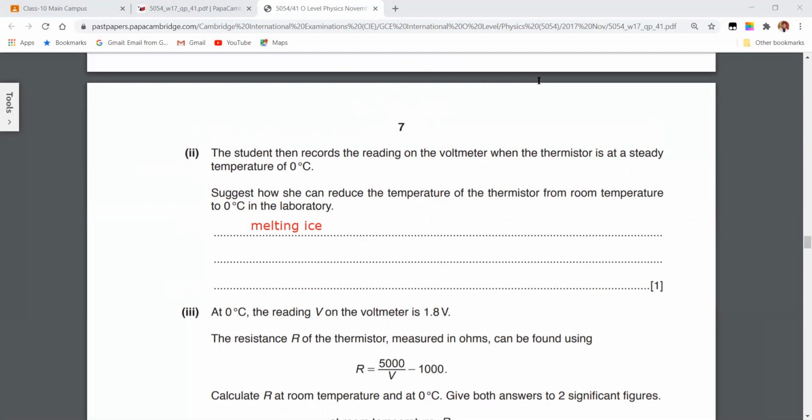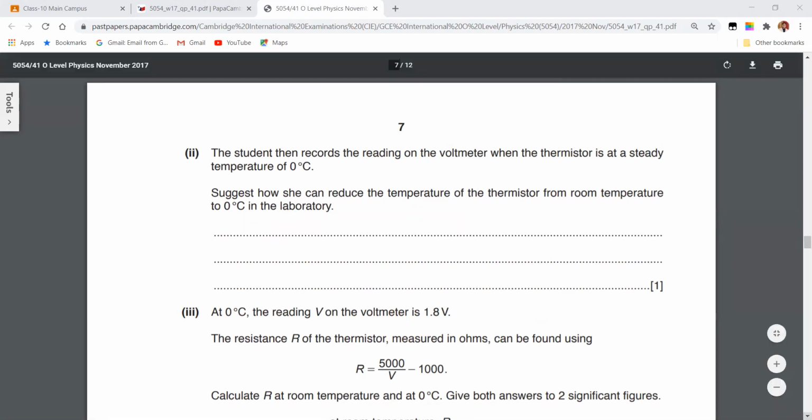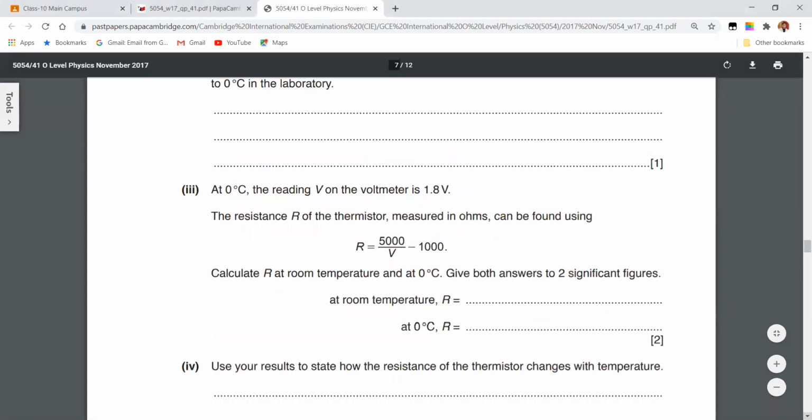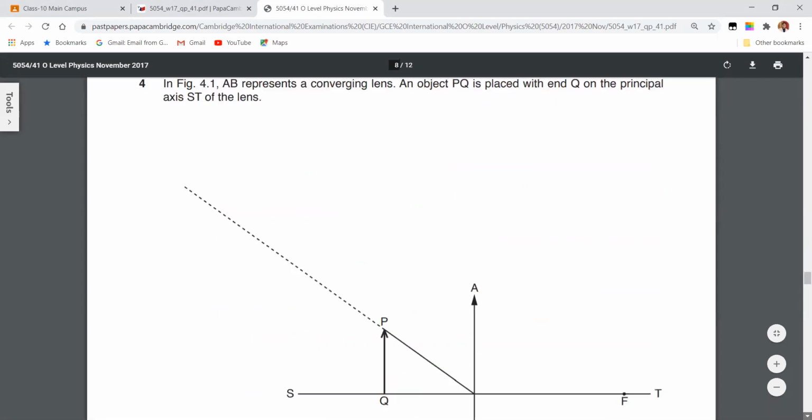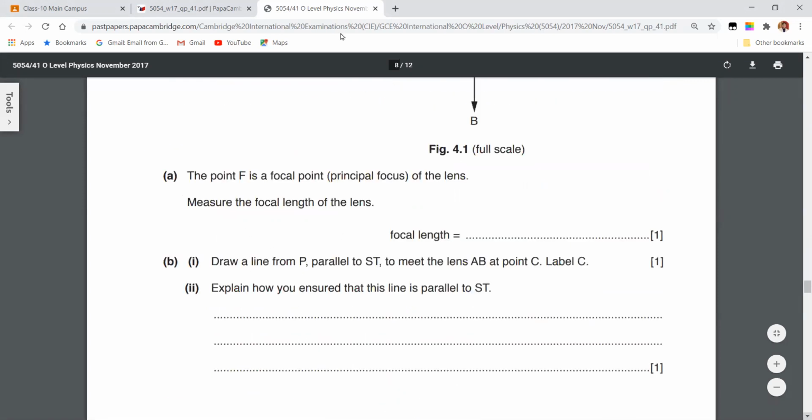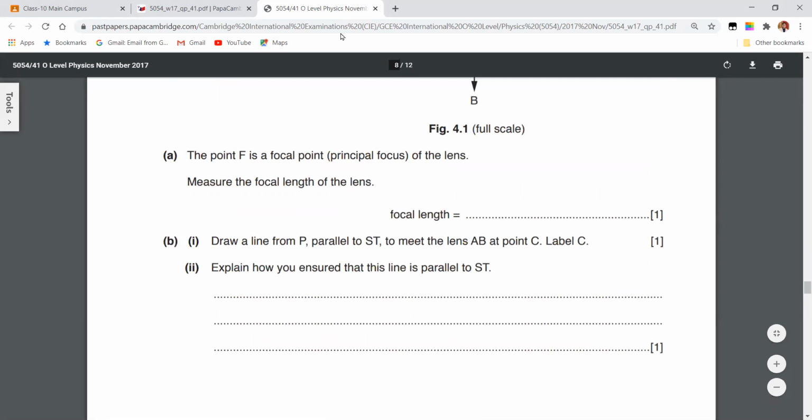Okay, then this question is done, or do you have any other part of this question? I think this question is done, right? Yes, sir. Okay, then go to the other paper. 4.1 is done, right? Then go to 4.2.